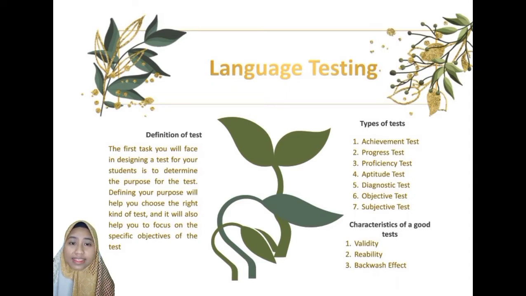Okay, next is types of tests. There are so many types of tests. First, achievement test. Second, progress test. Third, proficiency test. Fourth, aptitude test. Fifth, diagnostic test. Sixth, objective test. And the last is subjective test. And how about the characteristics of a good test? First, validity. Second, reliability. And the last is backwash effect.